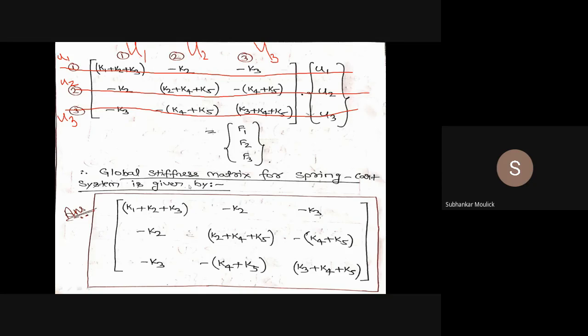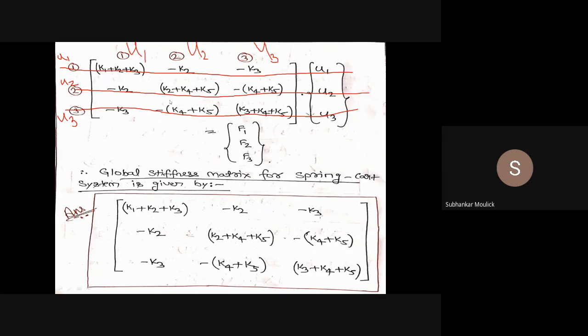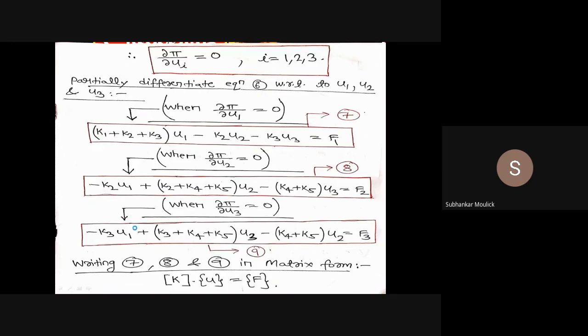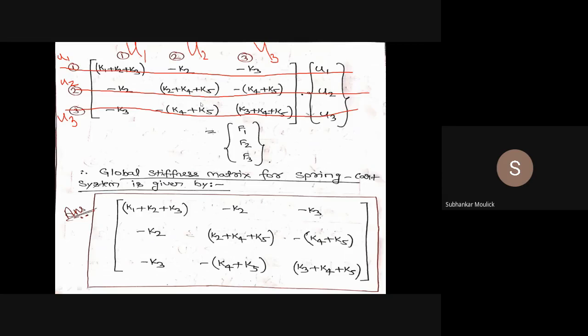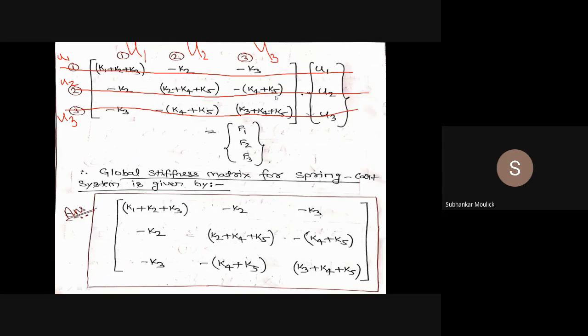Similarly, for the second expression, this is equation number 8, F2 equal to this expression. So this value will be the coefficient of u1, this value the coefficient of u2, and this value the coefficient of u3. So let us check. Minus K2, then K2 plus K4 plus K5 for the coefficient of u2, then minus in bracket K4 plus K5 for the coefficient of u3.